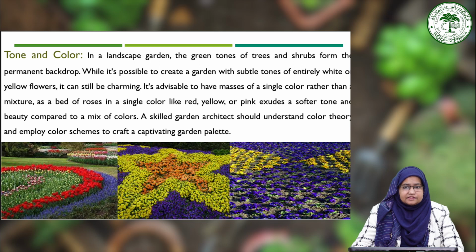Tone and color in a landscape garden. Green tones from trees and shrubs serve as the enduring backdrop, while a garden with subtle tones of entirely white or yellow flowers can be charming. It's preferable to have masses of a single color rather than a mixture. For instance, a bed of roses in a single color like red, yellow, or pink emanates a softer tone and beauty compared to a mix of colors.